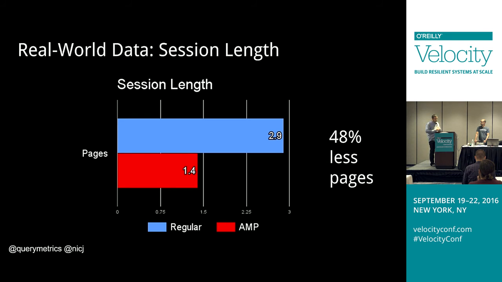Well, for this customer, we found the average session length was about 2.9 pages for the regular website, but AMP was only 1.4. So about 48% fewer pages. This could be kind of disappointing, right? Looking at these numbers, we think this is for a couple different reasons.